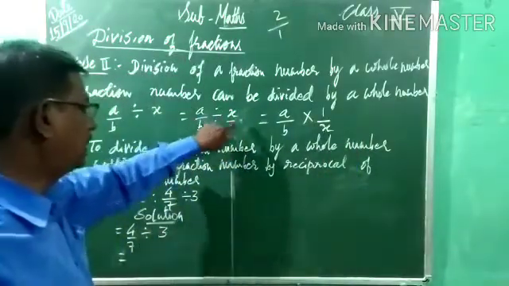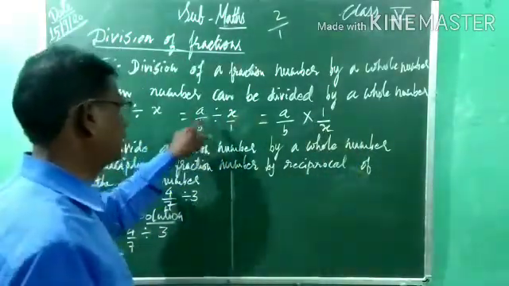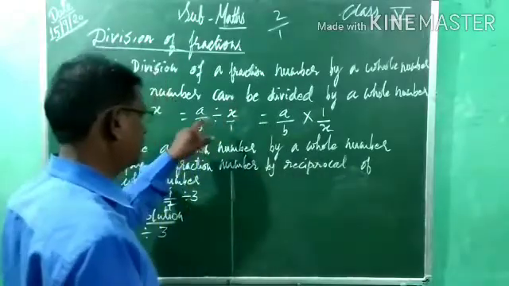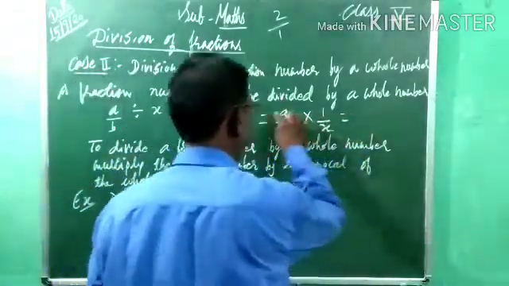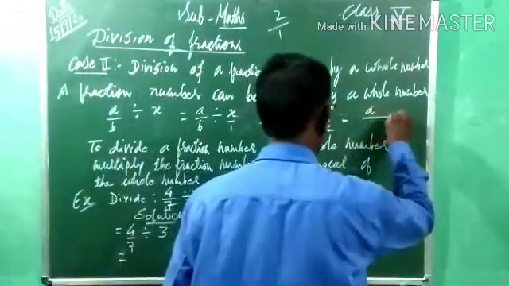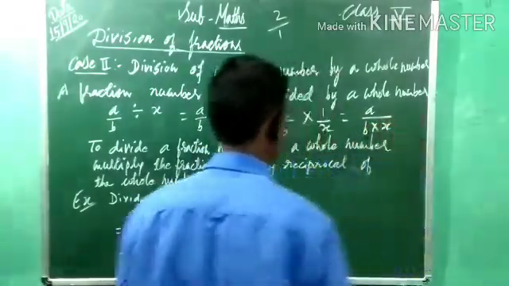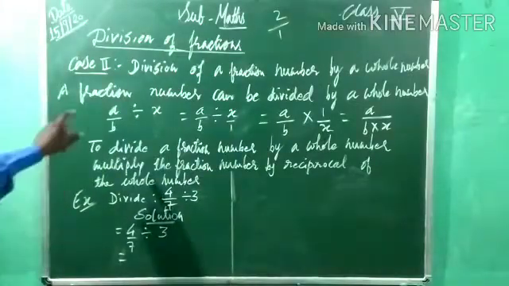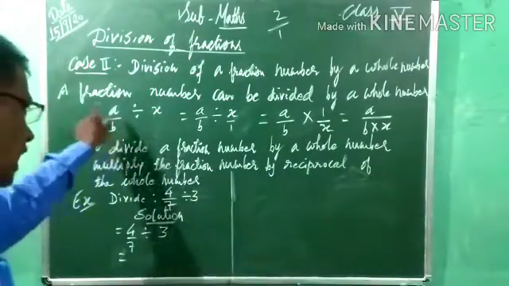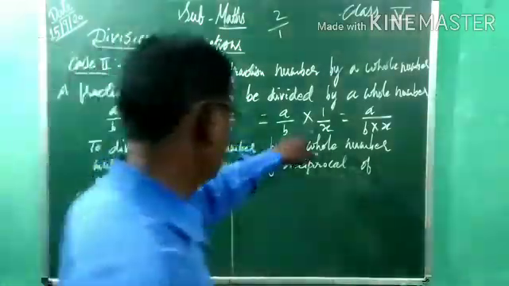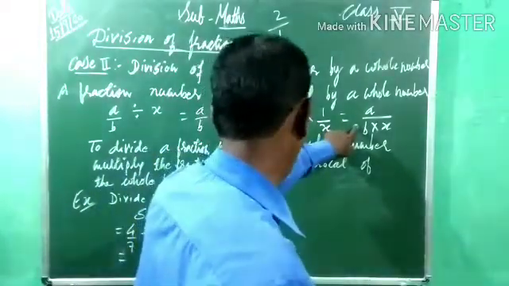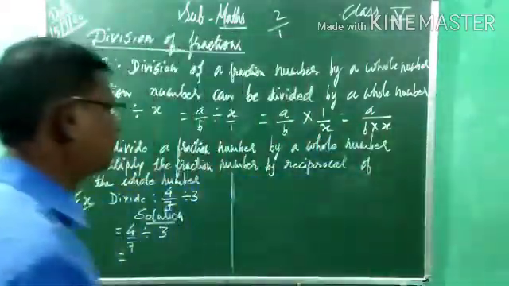A by b divided by x by 1 equals a by b into the reciprocal of x by 1, which is 1 by x. Okay. Now a into 1. A into 1 is a. And b into x, here the denominator is b into x. Understood? So a by b divided by x, the final answer we are getting is a divided by b into x.